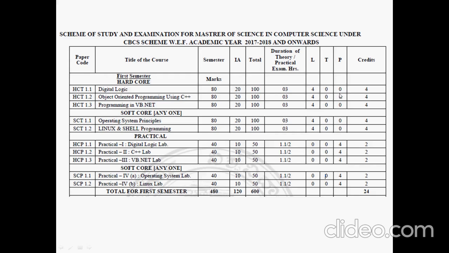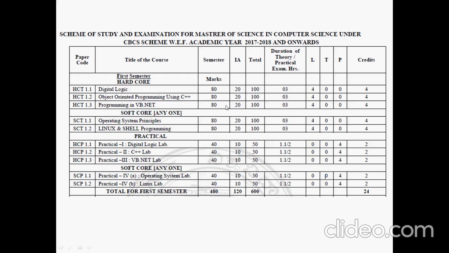Similarly, SCT 1.2 is object oriented programming using C++ for 100 marks, 80 external and 20 internal, and it will have 4 credits. And 1.3 is programming in VB.NET for 100 marks, 80 external, 20 internal, and 4 credits.